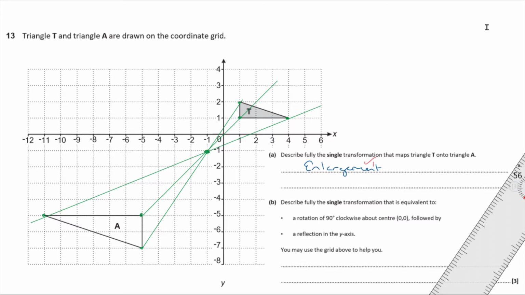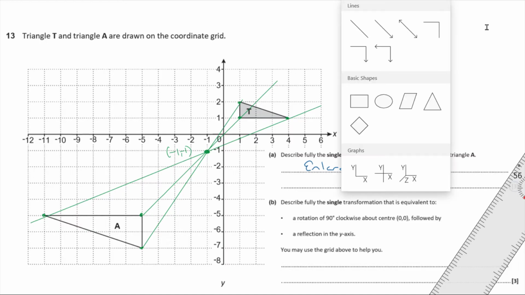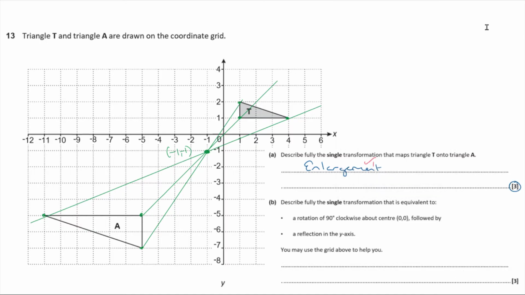Okay, so what's the coordinates of that point there? That is the coordinates -1, -1. Okay, so carrying on with my description of this enlargement then, I've said it's an enlargement, center -1, -1. So saying where the center is, that's my second mark for this question. Final mark is going to be the scale factor.